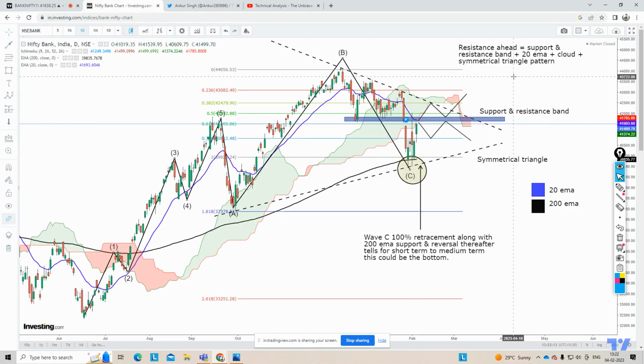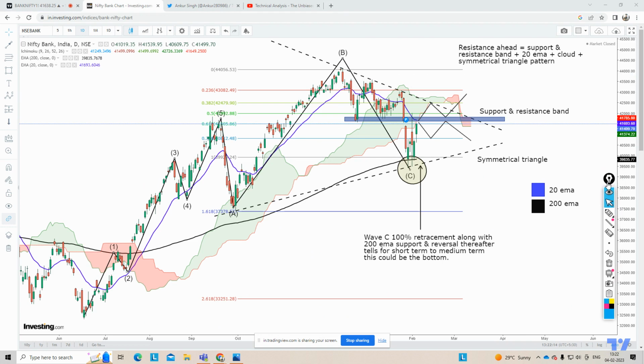So today, quickly, we are going to have a look at Bank Nifty's chart. This is Bank Nifty's daily chart and spot.